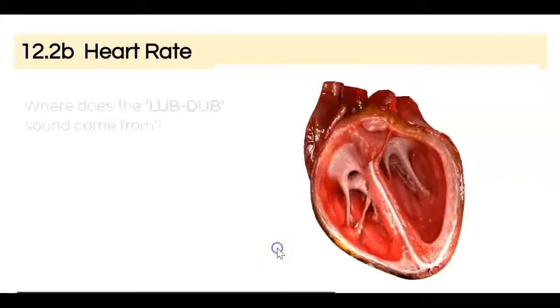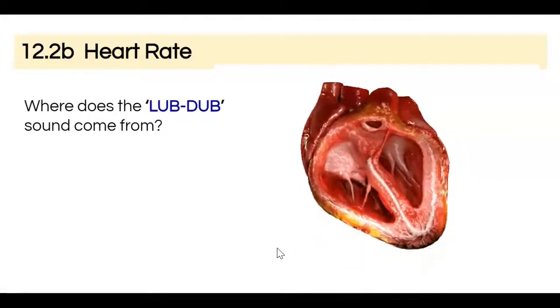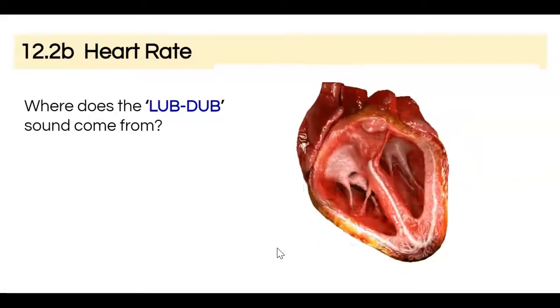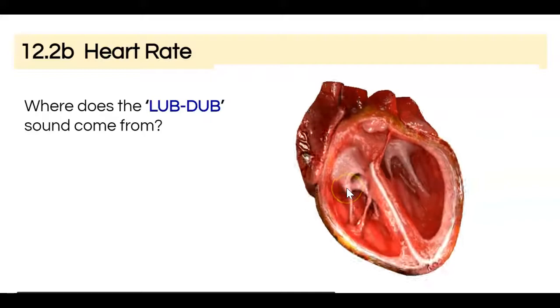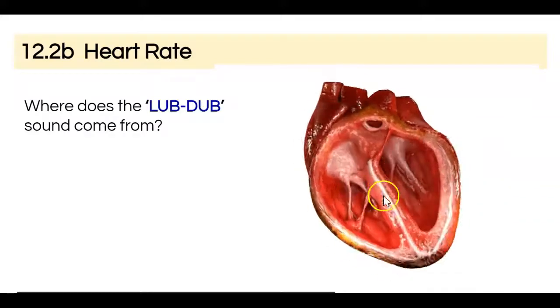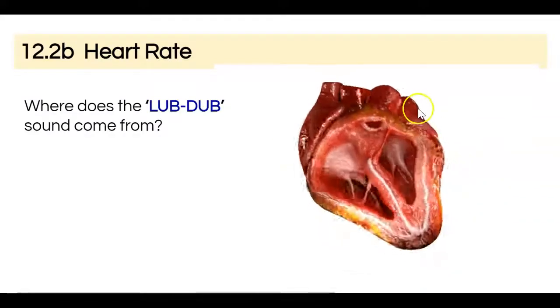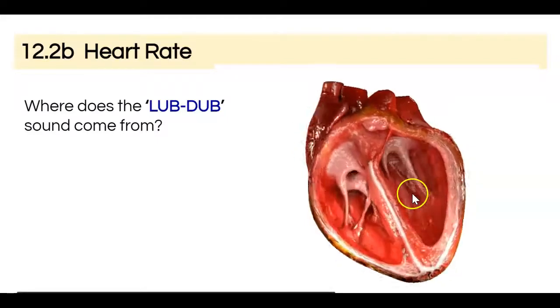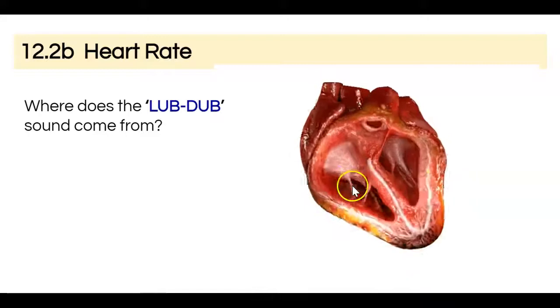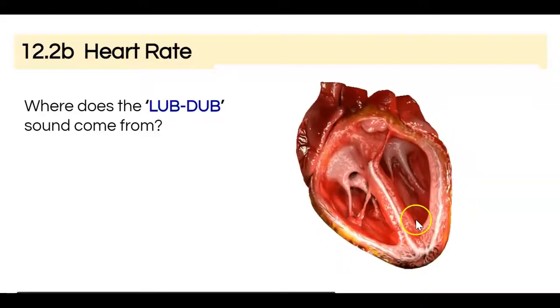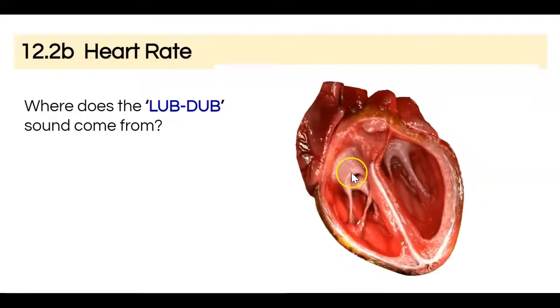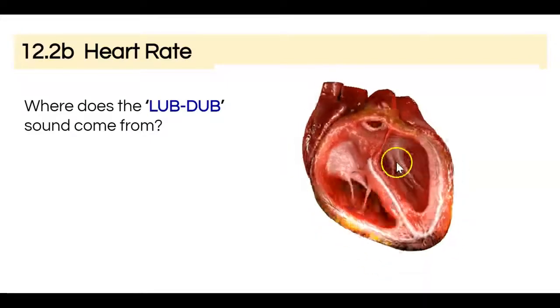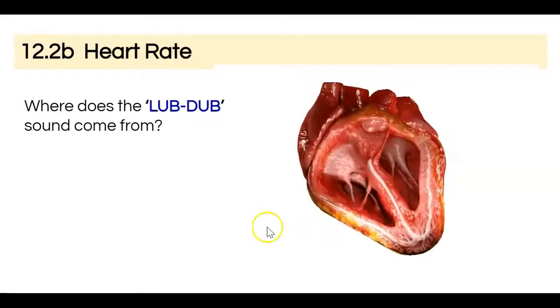Now what I want you to look really closely at next are the valves, the AV valves. Okay, now notice that the two atria are contracting at the same time and our two ventricles are contracting at the same time. But also notice that at the beginning of the ventricles contracting, our tricuspid and our mitral valve are closing at the same time.